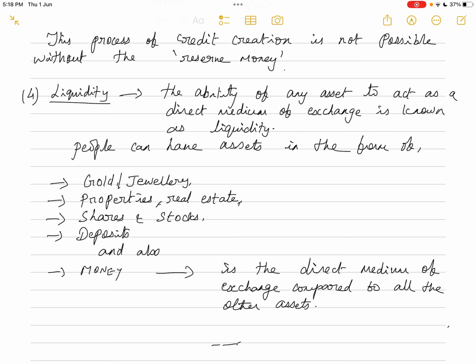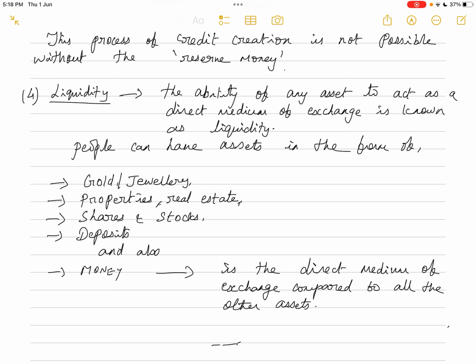So people can have assets in so many ways. People can have assets in the form of gold or jewelry. People can have assets in the form of properties, that is real estate. People can have assets in the form of shares, stocks, bonds, debentures. People can also have them in the form of deposits, fixed deposits, all those things. And people can also have assets in the form of money. Of all these types of assets, which is going to be readily acceptable in the market?